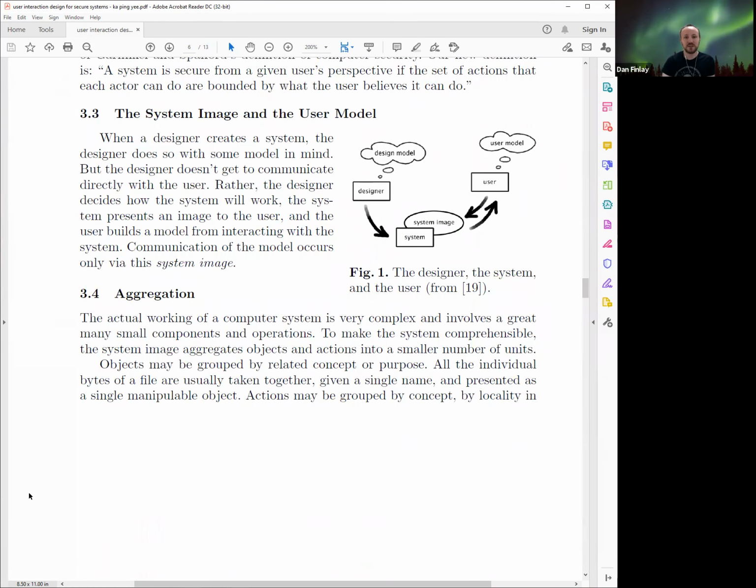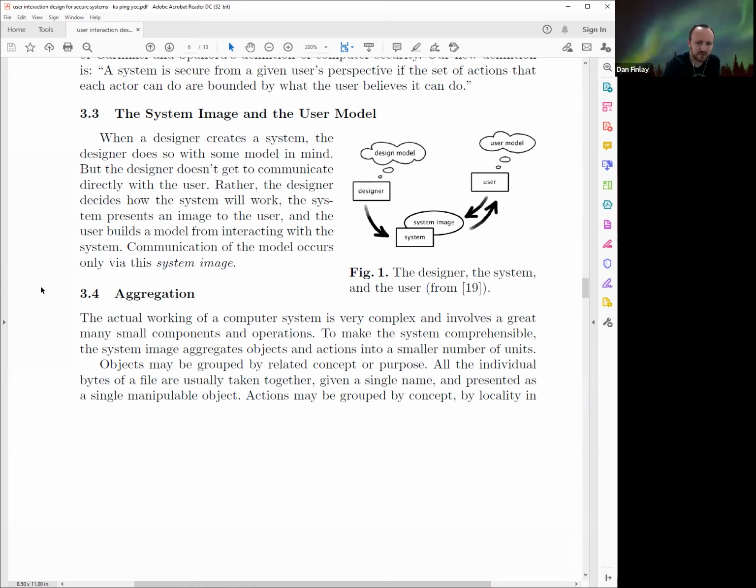The system image and the user model. When a designer creates a system, the designer does so with some model in mind, but the designer doesn't get to communicate directly with the user. Rather, the designer decides on how the system will work, the system presents an image to the user, and the user builds a model from interacting with the system. Communication of the model occurs only via this system image. It's a mental image, image in the Platonic sense.